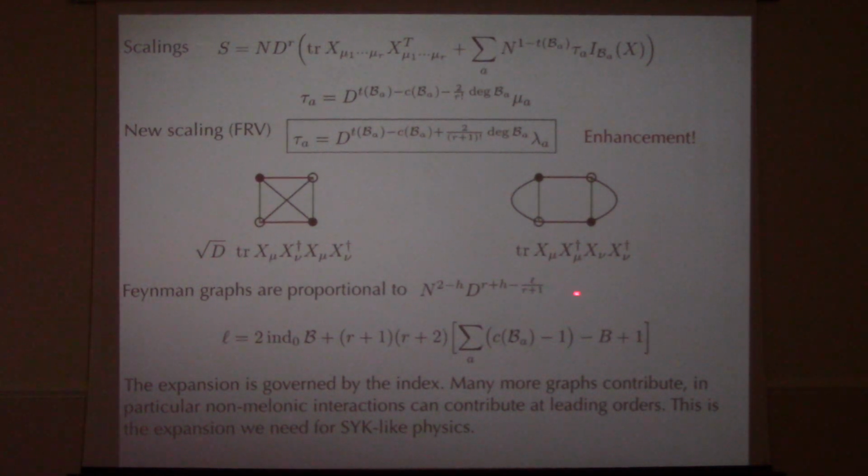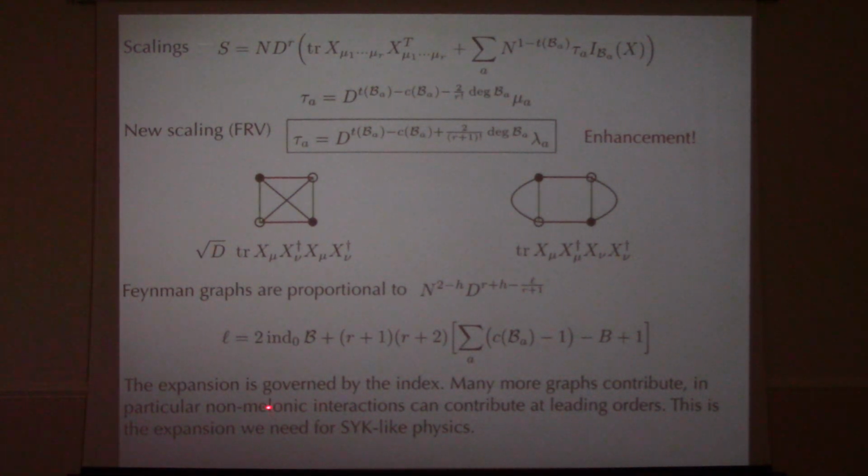The result is as follows. The Feynman graphs are proportional to this quantity, and the power of D is now governed by the index of the Feynman graph. All these are the same kind of decorations that we had before, due to the fact that the graphs and the bubbles might not be connected; forget it. The fundamental piece is this index. The new large N, large D expansion of tensor models is governed by the index, but this index is positive. So the expansion still exists. It's still well defined in spite of the fact that we've enhanced a lot of couplings.